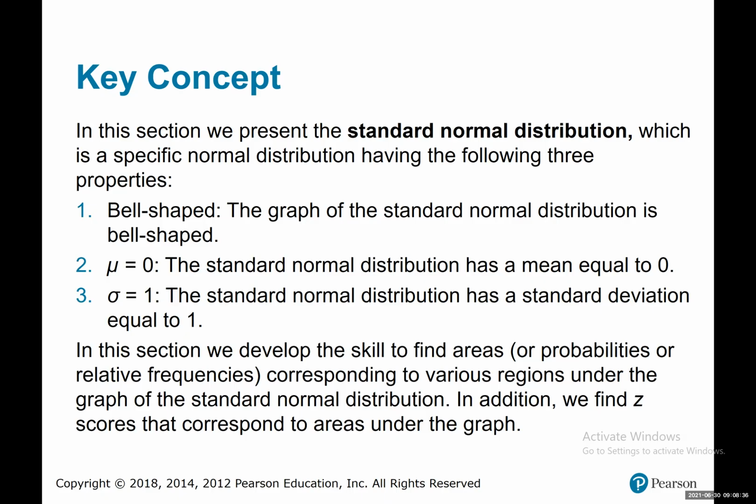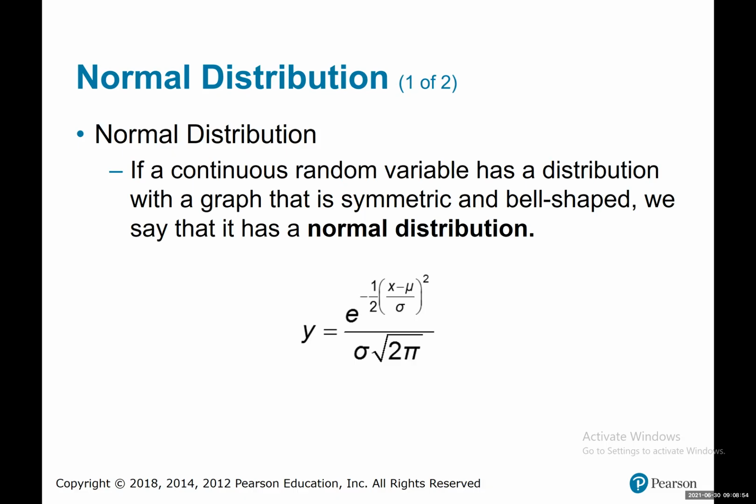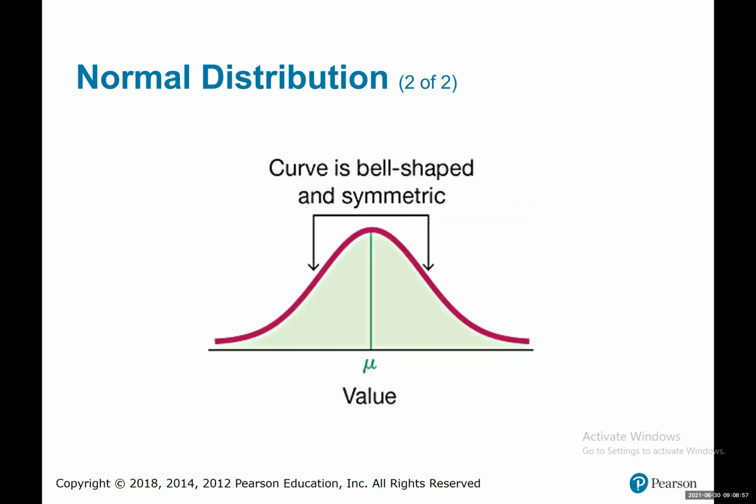In this section, we're going to develop skills to find areas, which is the same thing as probability, under these curves and graphs, and find the z-scores corresponding to the areas under the graph. So I hope you remember z-scores a little bit. I'm going to give you a lot of calculator commands from this point on. Anytime you see a bell-shaped symmetric graph, you know it's a normal distribution. Mu is in the middle, the average for the population. If mu is 0 and sigma is 1, it's a standard normal distribution.